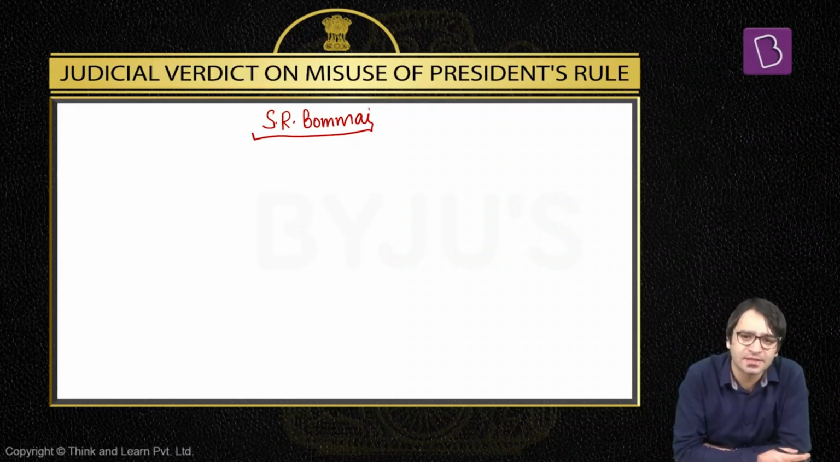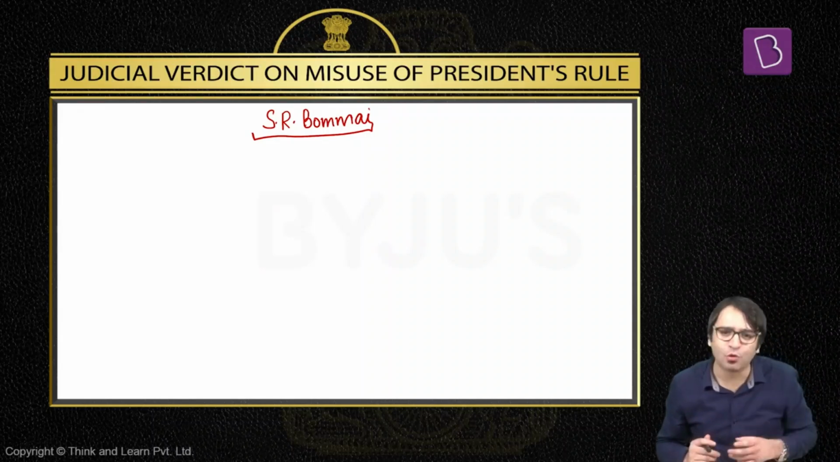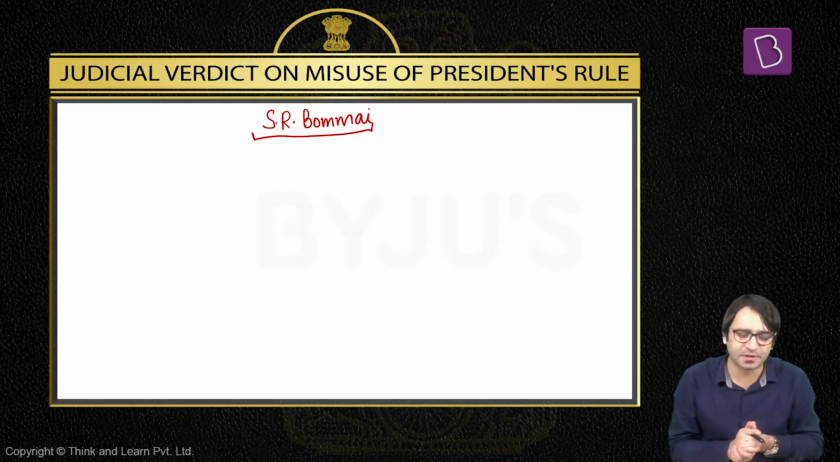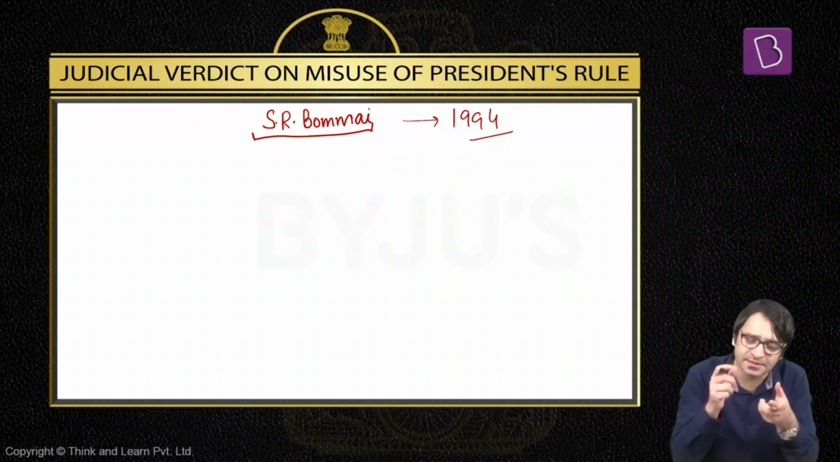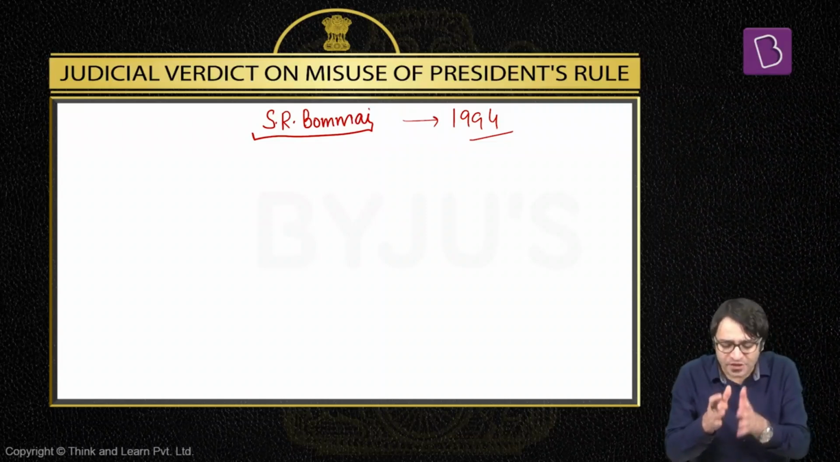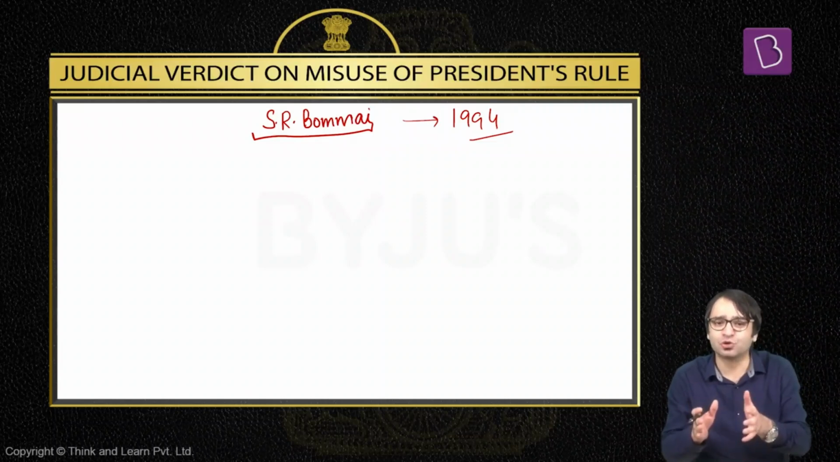President's rule was imposed. S.R. Bommai's government was dismissed. S.R. Bommai approached the Supreme Court. And the Supreme Court took a long time to pass this judgment, but nevertheless the judgment was passed. The year was 1993 and we call it the 1994 S.R. Bommai judgment. And ultimately this judgment, although it came late, has prevented the misuse and abuse of Article 356 of the Constitution. The S.R. Bommai judgment is one of the most landmark judgments in the history of independent India when it comes to the abuse of Article 356.